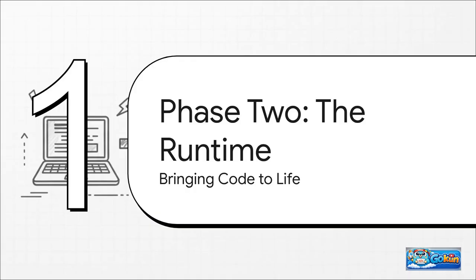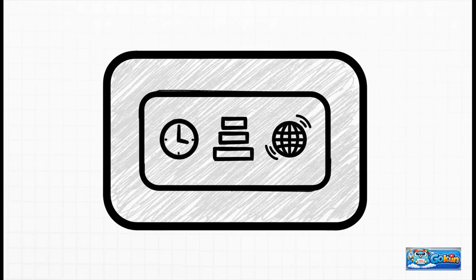Okay, so we've compiled our code, we've linked it, we have our executable file. Now for the final and most dynamic phase of all, the Go runtime. This is the environment that actually brings your program to life, runs it, and manages all of its resources. A great way to think about the Go runtime isn't as just another library. It's much more than that. It's like a tiny, highly specialized operating system that's bundled directly into your application. It's what handles all the cool stuff like concurrency, memory management, networking, the works.